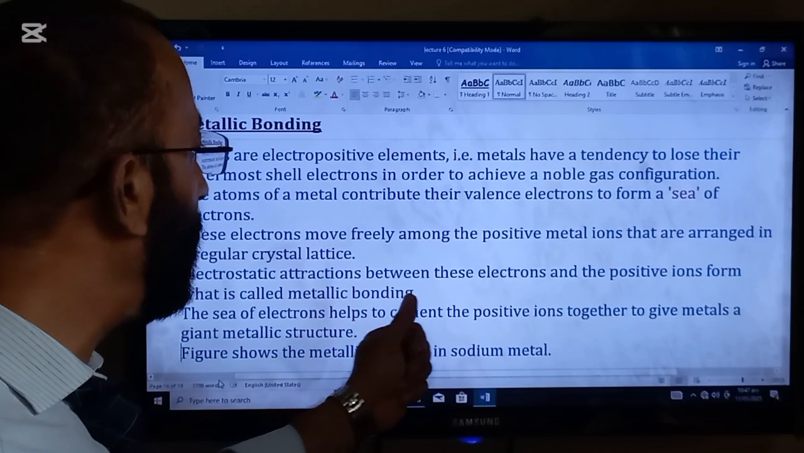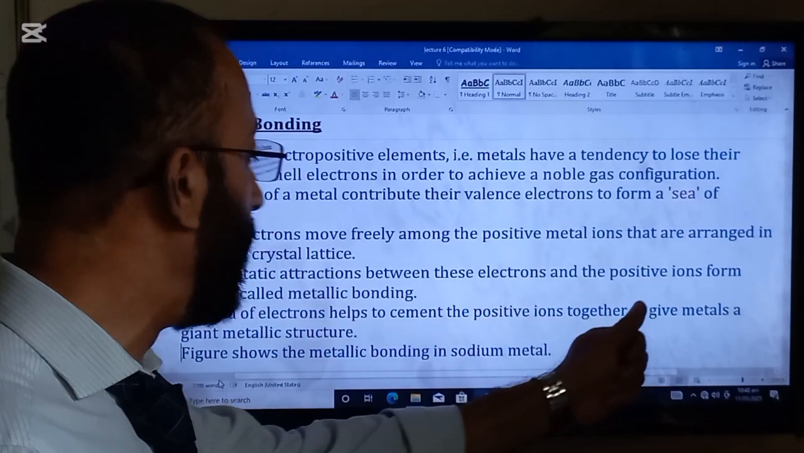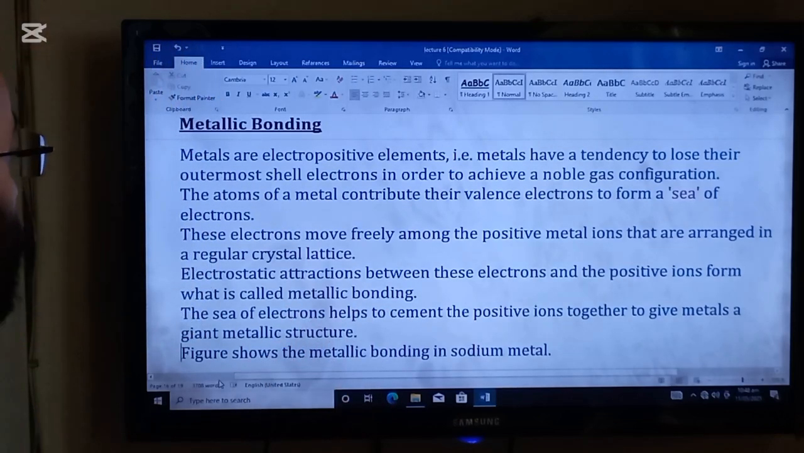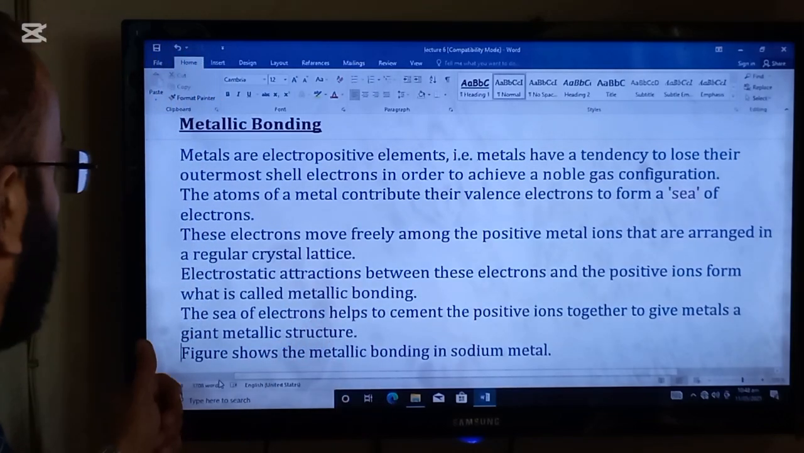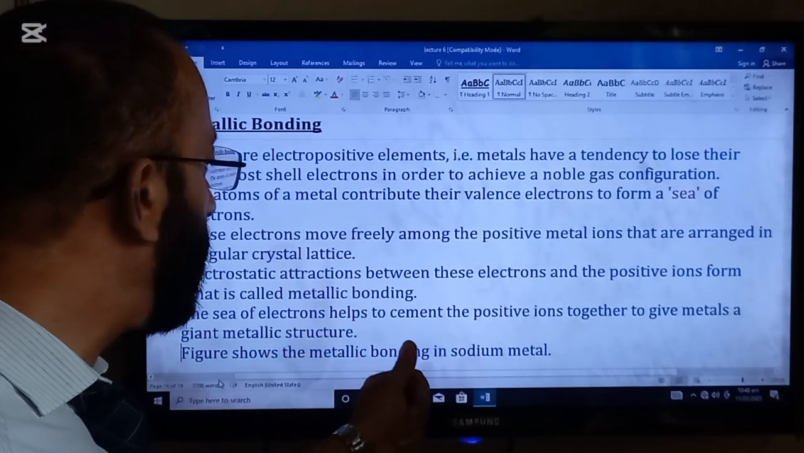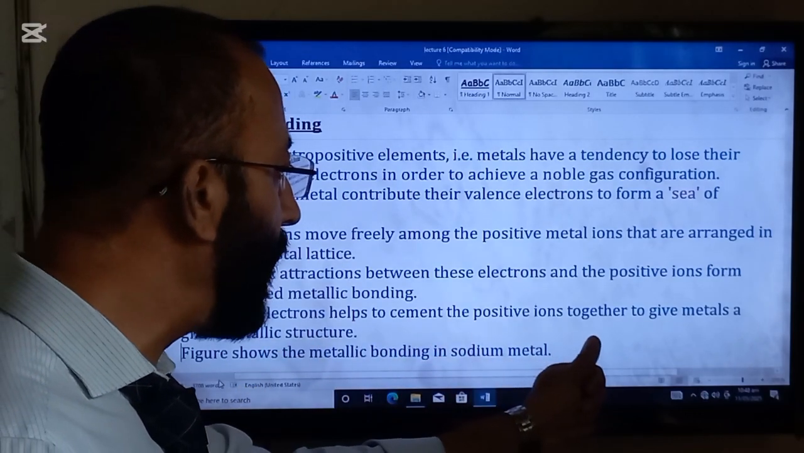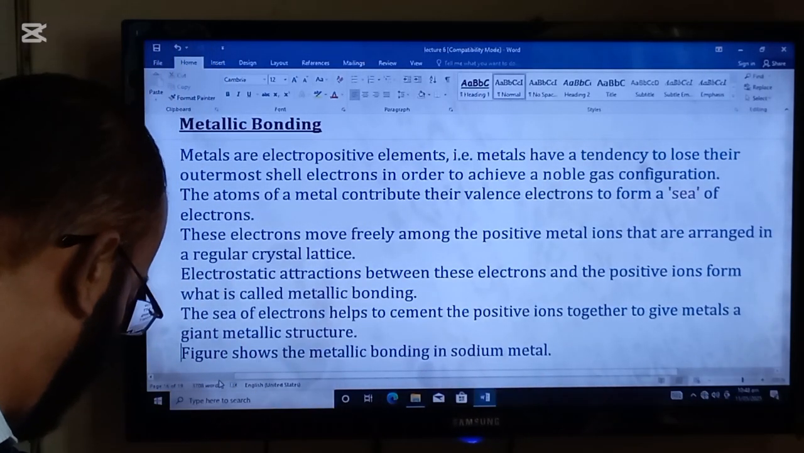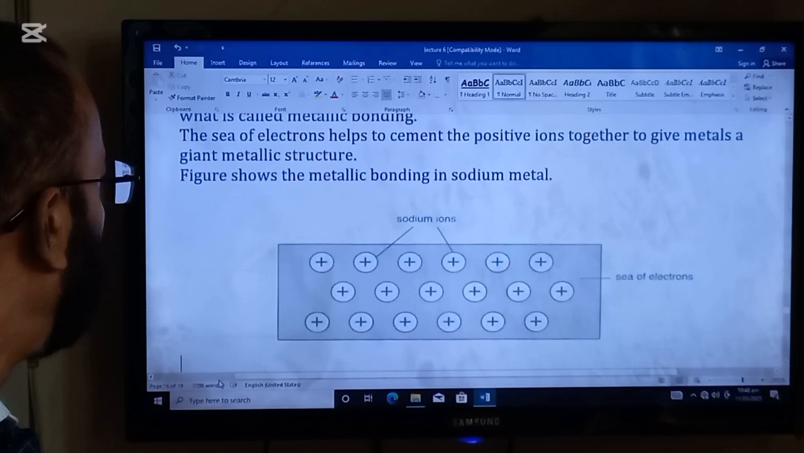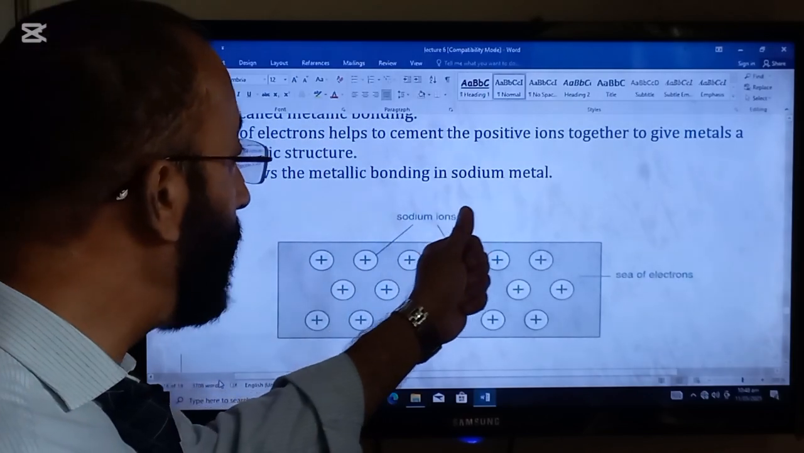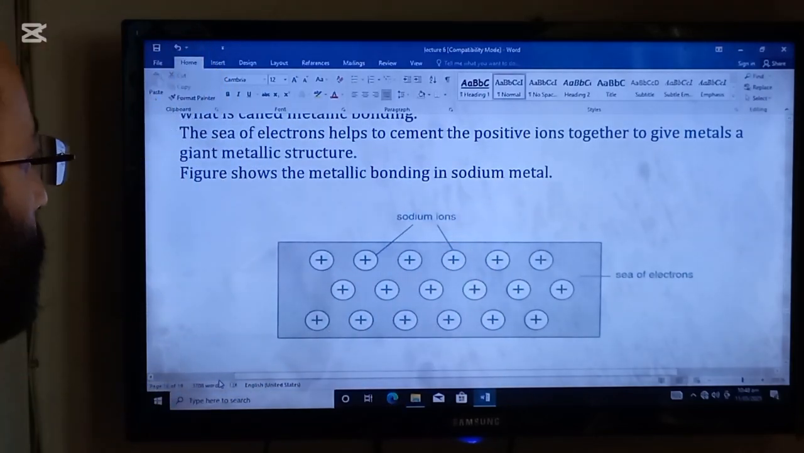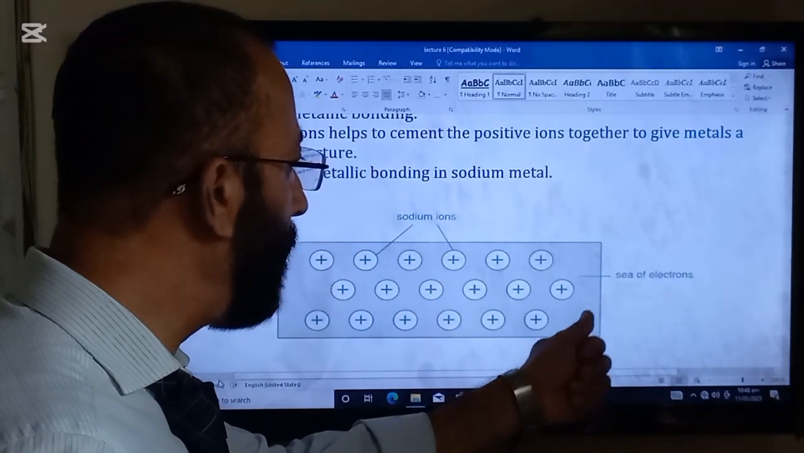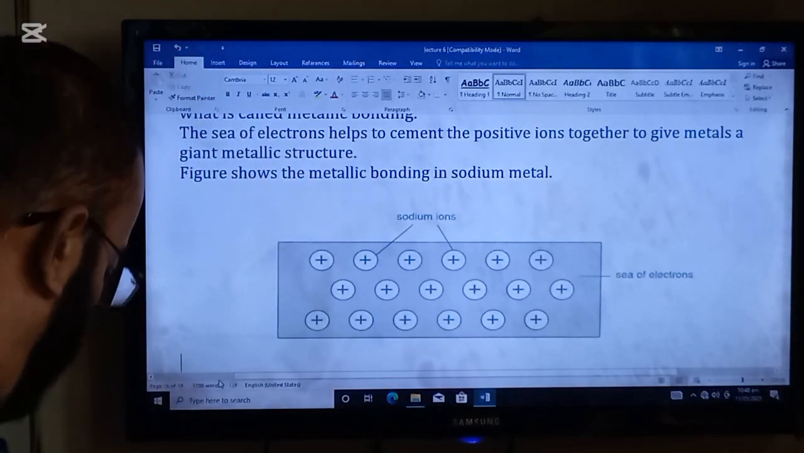Electrostatic attractions between these electrons and the positive ions form what is called metallic bonding. The sea of the electrons help to cement the positive ions together to give metals a giant metallic structure. Figure shows the metallic bonding in sodium metal. Here are sodium ions, and this gray portion is sea of electrons.